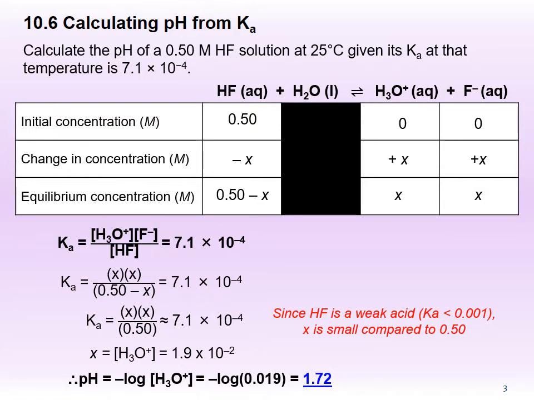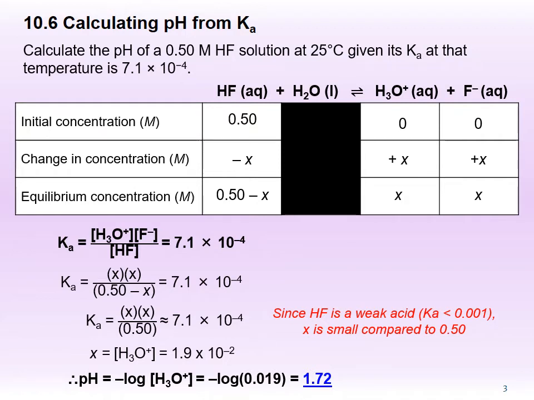Like before, when Kc is small, we use the approximation method. Since Ka is 7.1 times 10 to the power of negative 4, which is smaller than 0.001, Ka is considered small. If Ka is small, it implies that the numerator is small and the denominator is big. A small numerator means hydronium and fluoride ion concentrations are low. The denominator is the concentration of unionized HF molecules.